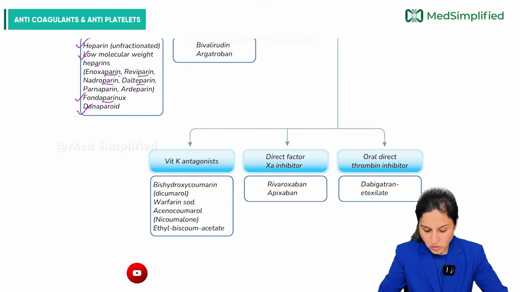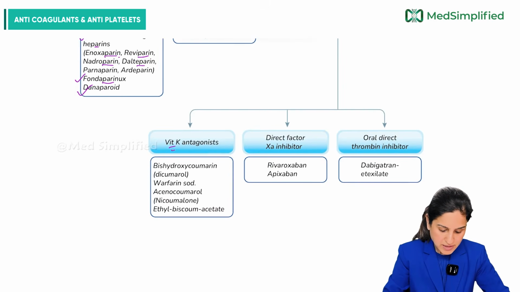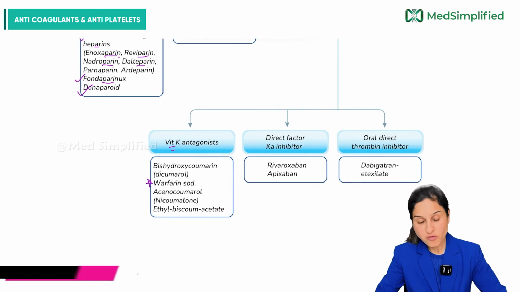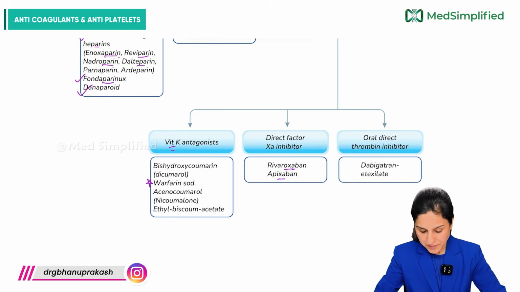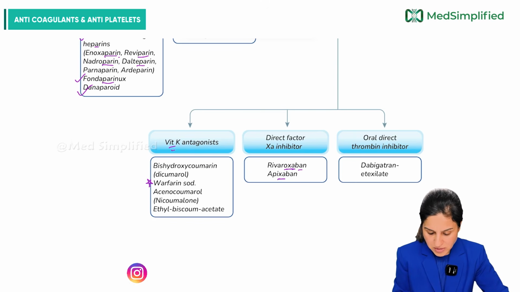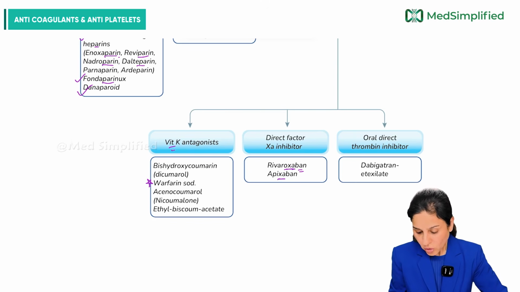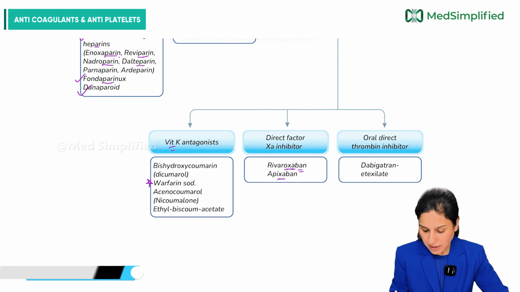In the oral anticoagulants, we have vitamin K antagonists, especially important is warfarin. Then direct factor 10A inhibitors like rivaroxaban and apixaban. They have 10A, so you know that it is a Xa-ban. It bans it, that means it is an inhibitor of it. Among oral direct thrombin inhibitors, we have dabigatran.